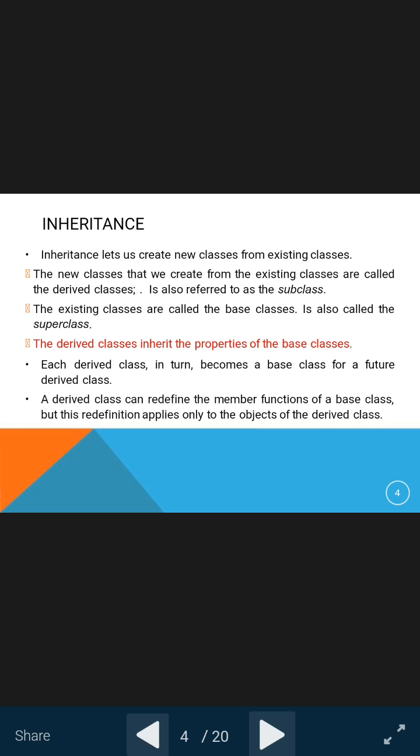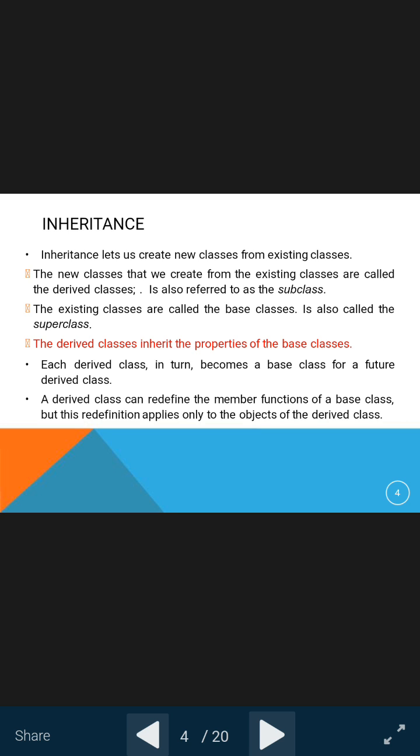Here are some more topics related to inheritance. Inheritance lets us create new classes from existing classes. The new classes that we create from the existing classes are called derived classes. The class which is created by obtaining the features from another class is called a derived class, also called a subclass. The existing classes are called base classes, also called super classes.